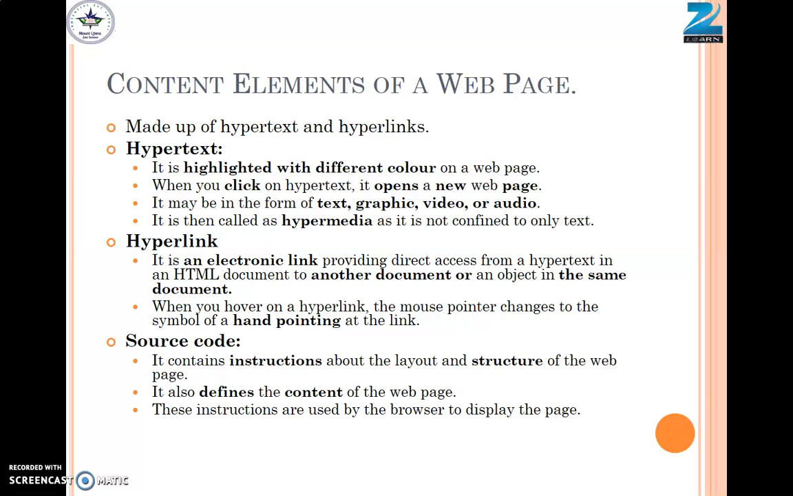Content elements of a web page. What type of content is it? It is made up of hypertext and hyperlinks. Generally it is text, hypertext, image, video, links, all these are there.